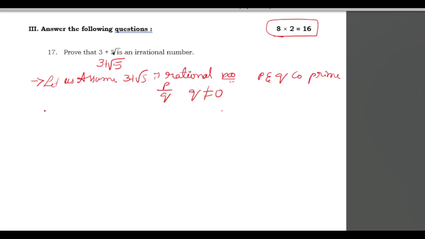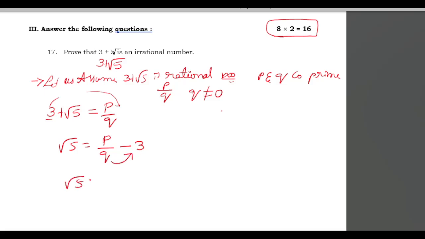Next, take the value: 3 plus root 5 is equal to P by Q. Send the plus 3 to the right side, and it becomes minus 3. So root 5 is equal to P by Q minus 3. Now cross multiply: root 5 is equal to P minus 3Q, whole divided by Q.